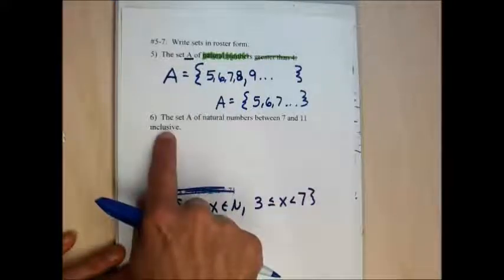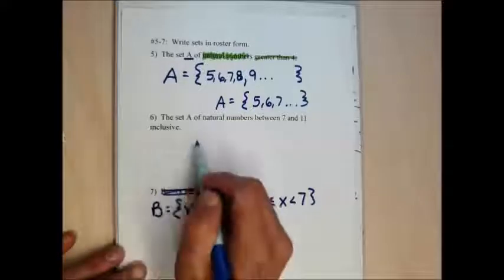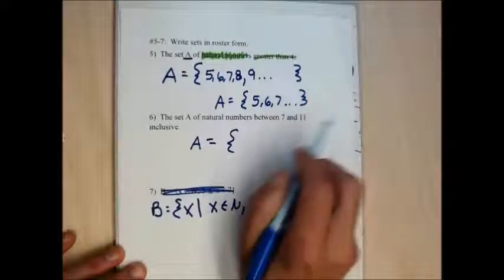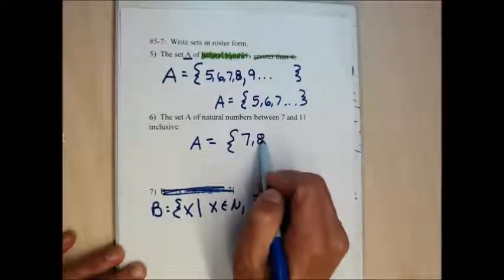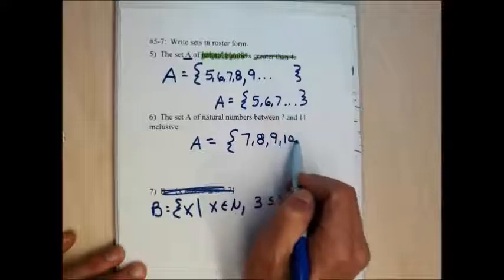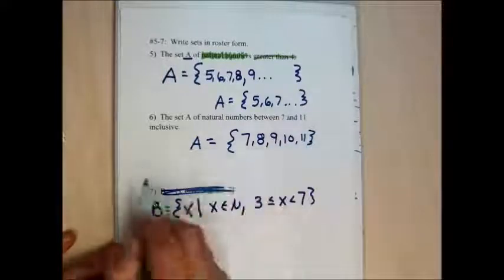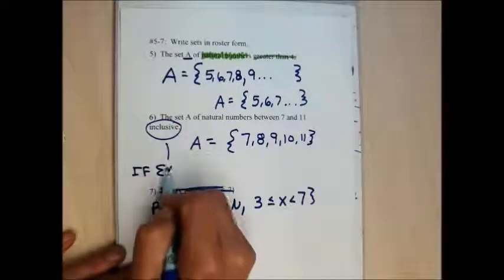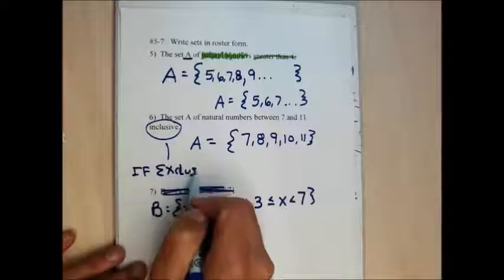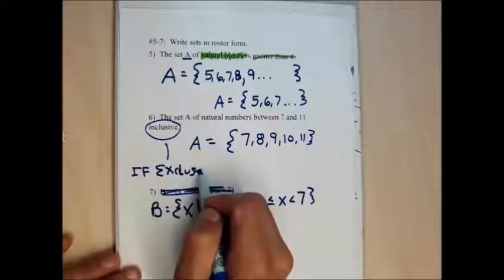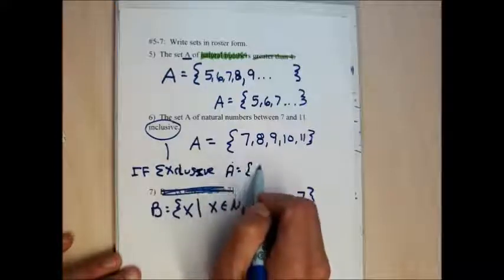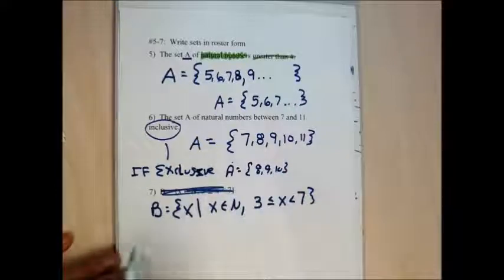If it said exclusive, my answer wouldn't have the 7 or the 11 in it. So I'm just going to write A equals 7, 8, 9, 10, and 11, which are all the natural numbers between 7 and 11, if I include the 7 and the 11. If the problem said exclusive, then the answer that I gave is an answer for inclusive. I can't even spell that this morning. If it said exclusive, my answer would have been A equals just 8, 9, and 10, because inclusive would include the numbers that were mentioned.